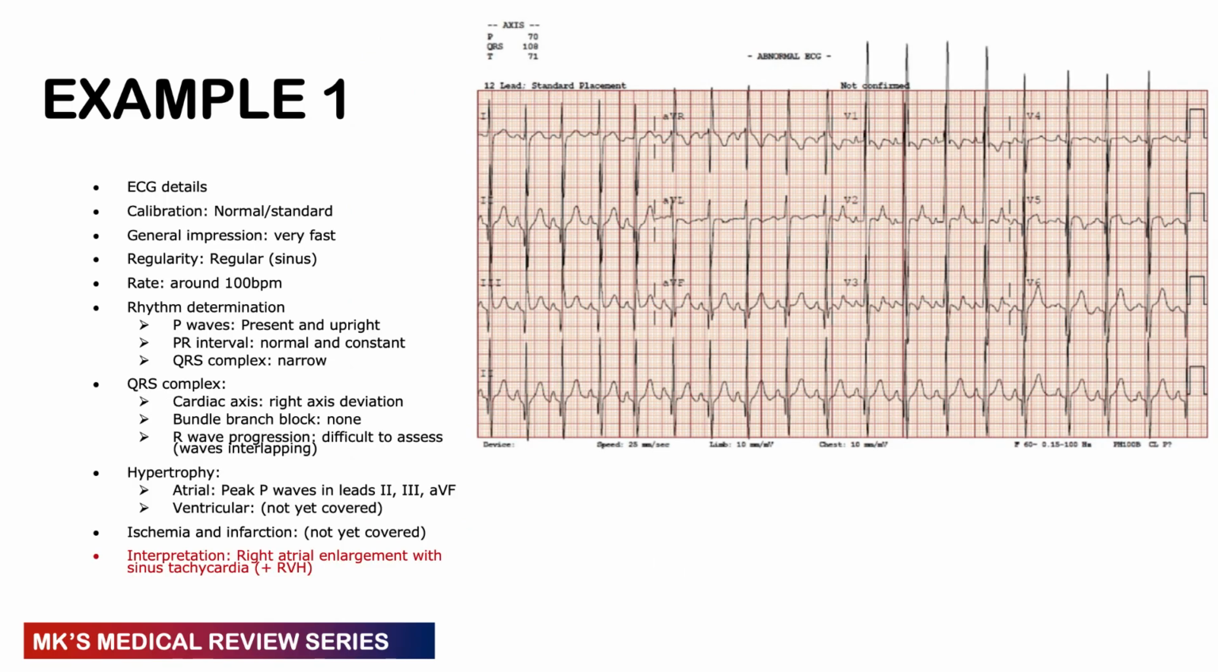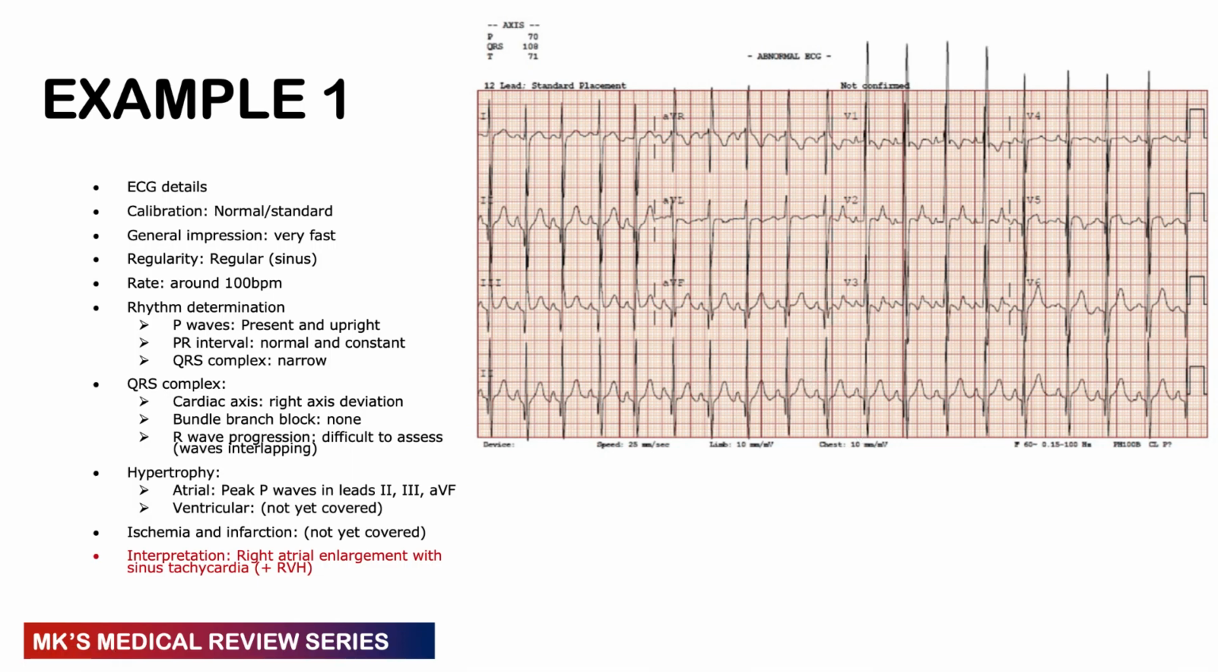So again, our 7 steps. The first step is ECG details, which we don't have here. The next step is the calibration. It's of course standard or normal, 1 small box wide, 2 boxes tall. We even have this inscription here, 25 millimeters per second, 1 millivolt is equal to 10 millimeters. So when we look at this ECG very quickly, our general impression is that it's moving very fast. The QRS complexes are very close to each other, so it's moving very fast.